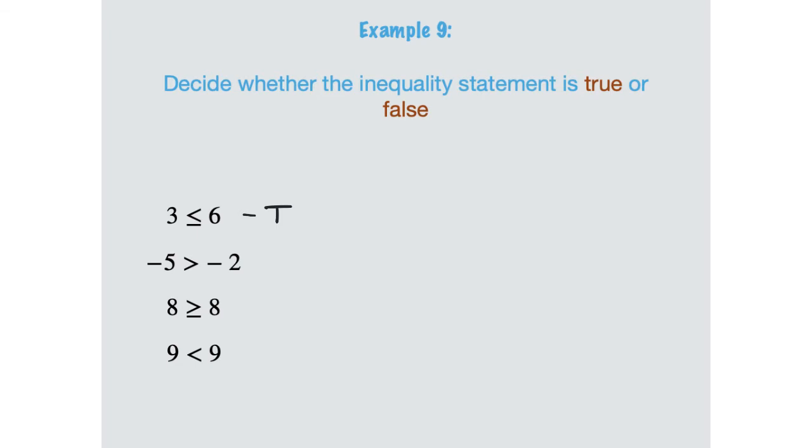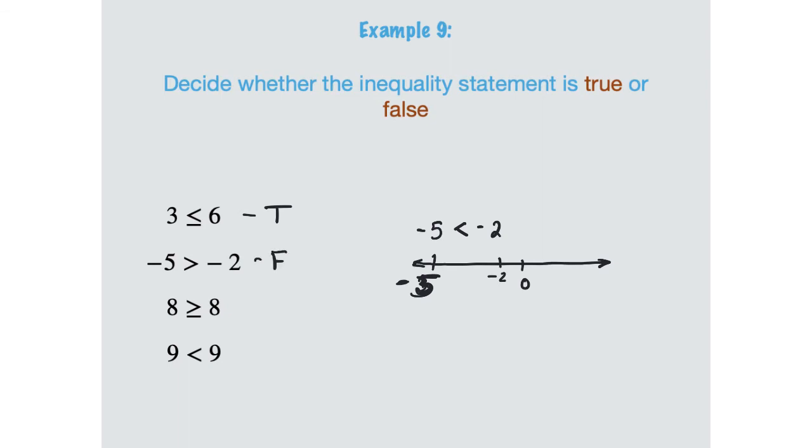And if you ever have a doubt, just think about the number line. The further left you are, the smaller you are. So -2 is there, but -5 is way out here. So this would have to read -5 is less than -2. Okay, so this is going to be a false statement.